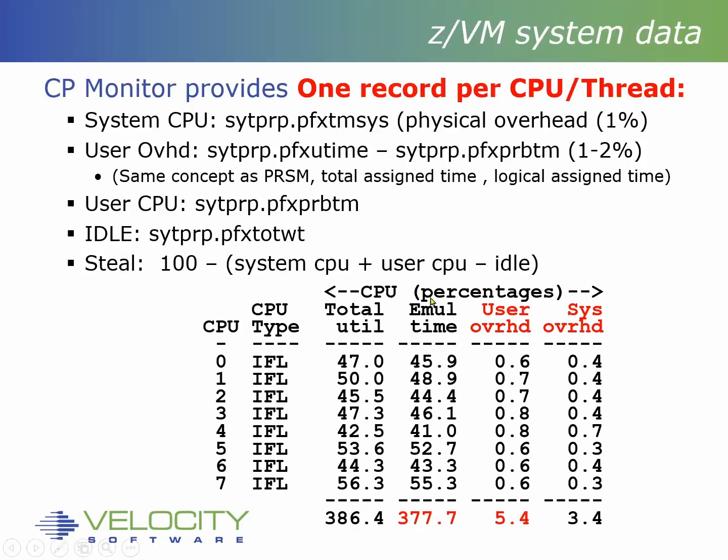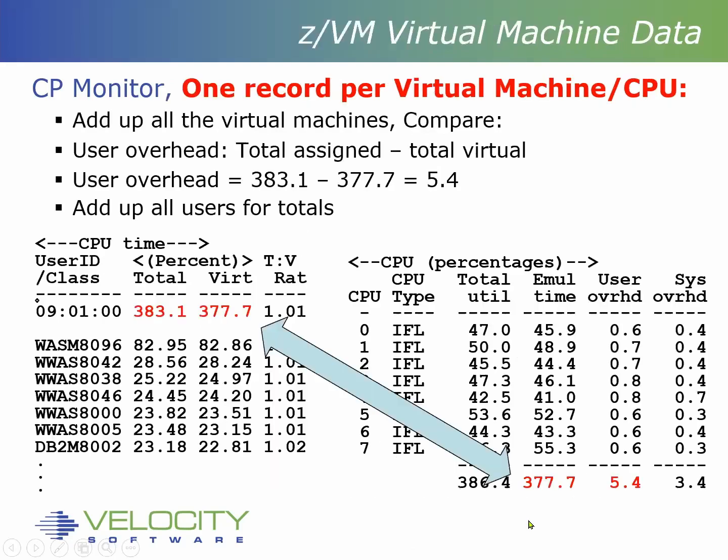The totals of all the virtual CPUs add up to 377 emulation time. There's user overhead. And when we add up the virtual machines, in this case it looks like a WebSphere DB2 environment, Linux servers. So here's our 377. The system reports 377.7% at a CPU by CPU granularity. We add up all the virtual machines and we get the same exact number. So our capture ratio from a virtual machine perspective is 100%. And you do the delta between those and you get your 5.4% of user overhead.